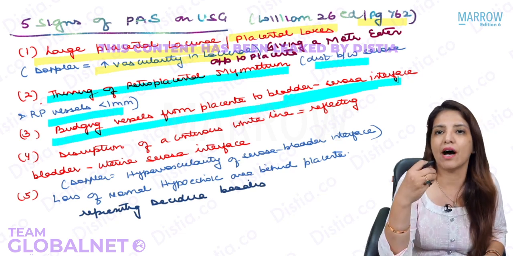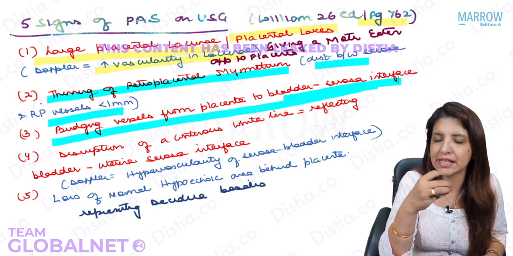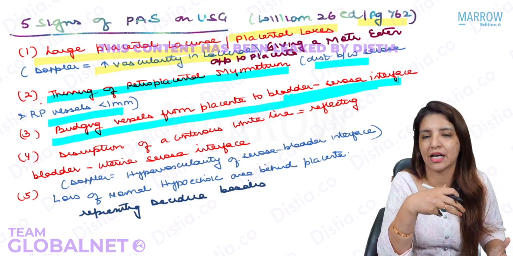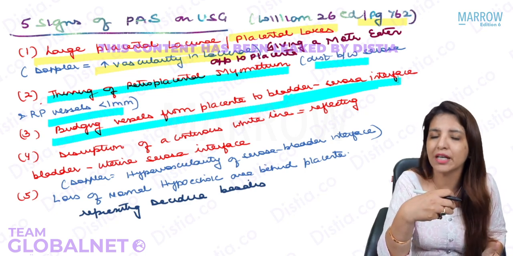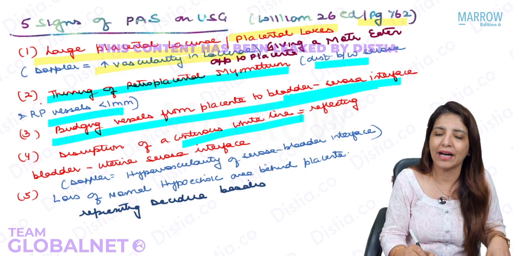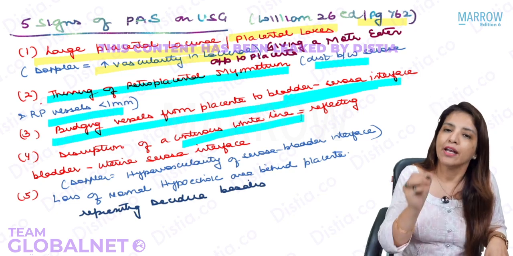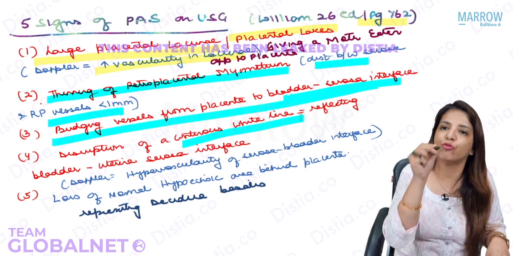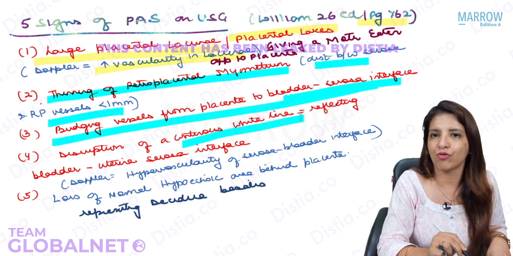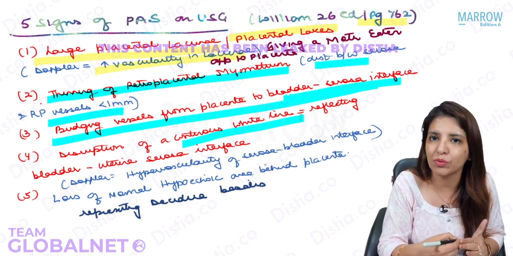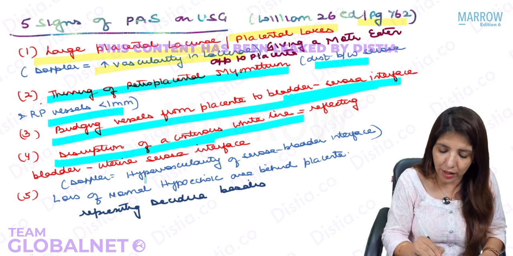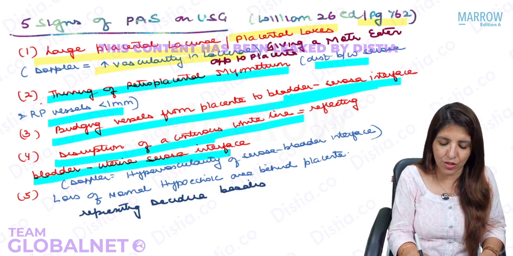Now, because vessels are arising from the placenta and going up to the bladder serosa interface, this is typically seen in placenta accreta. So what is going to happen? Normally, you get a continuous white line which reflects the bladder and the uterine serosa interface. Now, imagine if blood vessels are running from the placenta and reaching the bladder serosa interface. This white line, which was initially continuous, will be broken. So you are going to get disruption of the continuous white line reflecting the bladder uterine serosa interface.